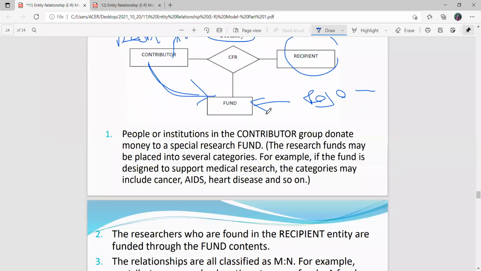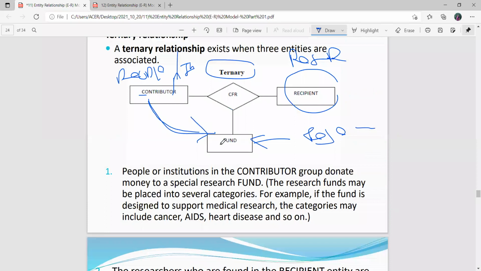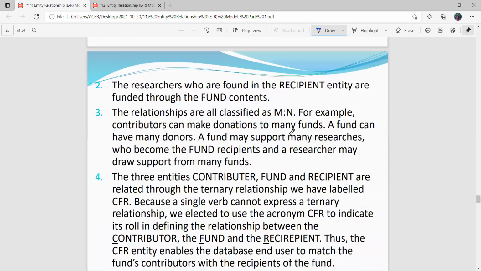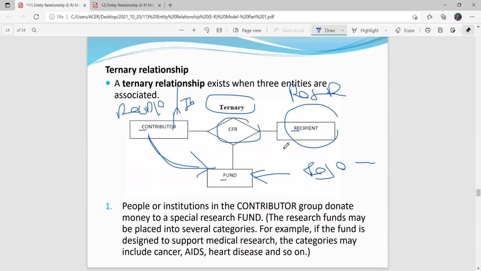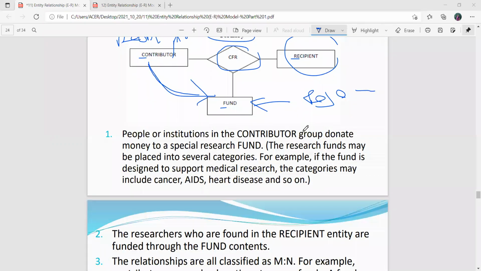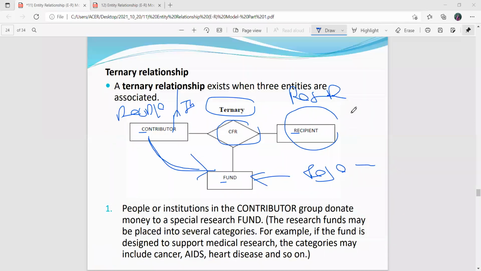In this kind of relationship, we use the first letter of these three entities to denote the relationship. In contributor, C is the first letter; in fund, F is the first letter; in recipient, R is the first letter. So C, F, R can be used to denote the relationship. I'm going to discuss this with the database, otherwise I think it is difficult to understand.